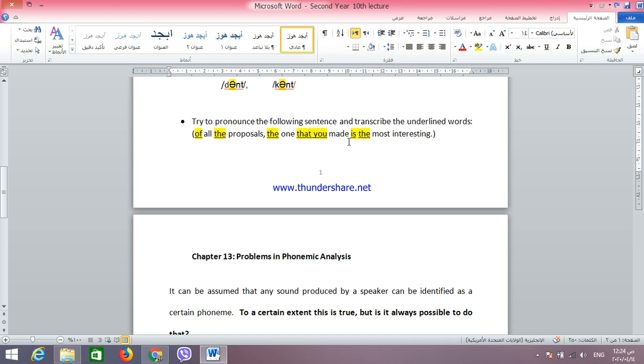I want you, my dear students, to try pronouncing the following sentence and describe the underlined words. All of these underlined words are function words, and they are in a sentence, which means in connected speech. I want you to try pronouncing them and see whether they will be pronounced as strong or weak.